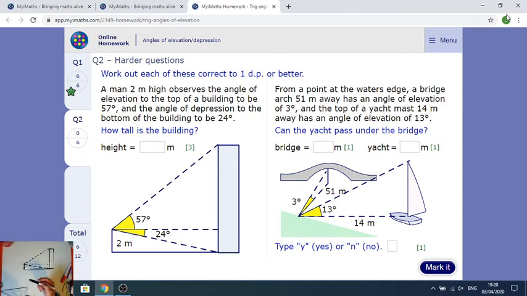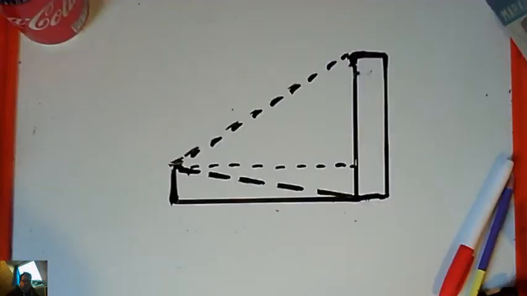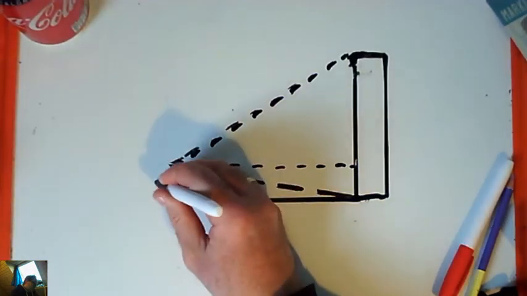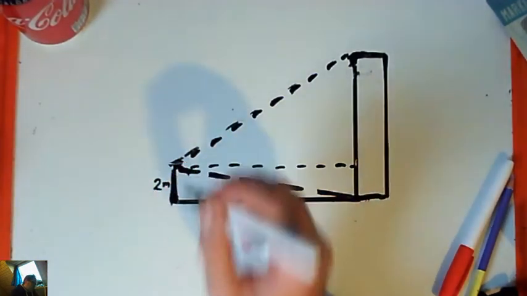Okay, so on to tab 2 of the angles of elevation and depression exercise on my iMaths. So the first question there, I'll just flip to my whiteboard and describe the question. So it says, a man 2 meters high, and then you've got 2 meters in there on the diagram.